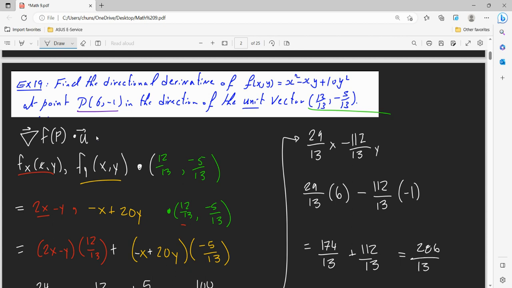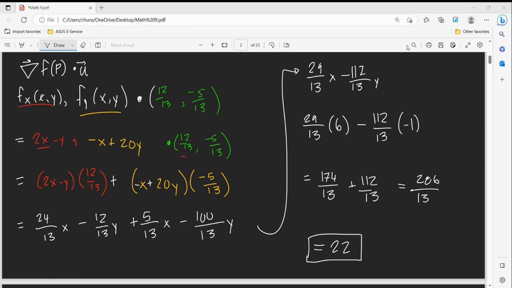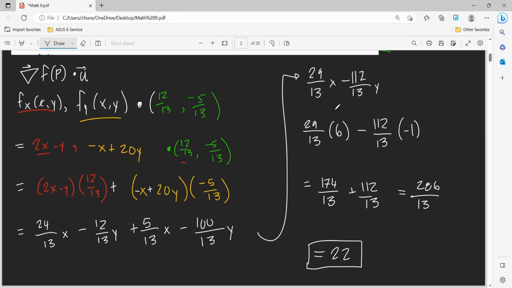And is it divisible? Yes, it is. So then our final answer for our directional derivative is 22. So as you can see, this process will give you a scalar value.